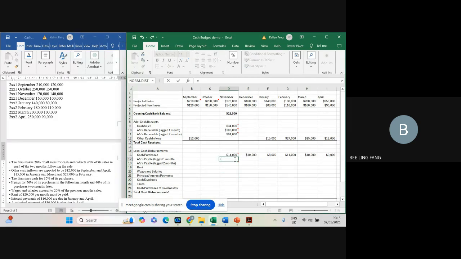Okay, so equal 0.5 times the previous month, 0.4 times the 2 months before. All right. So I think I can just drag the formula because in Excel, right? Excel is very smart. It auto calculates for me. You can check. Yeah. This is the previous month. Right. This is another previous 2 months.